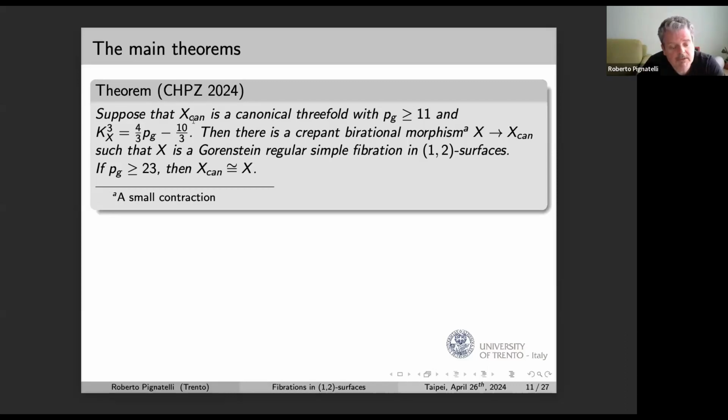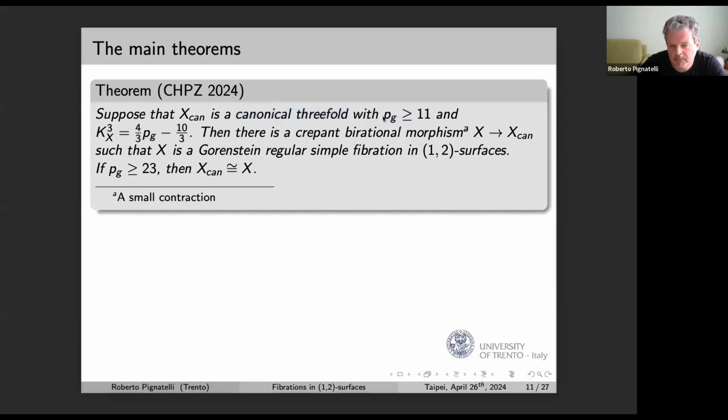The first result of this collaboration is that if we have a canonical threefold with volume equal to 4/3 p_g minus 10/3, so I'm assuming equality, not the inequality. I'm assuming p_g bigger than 11. Okay, I want it to be a canonical threefold.